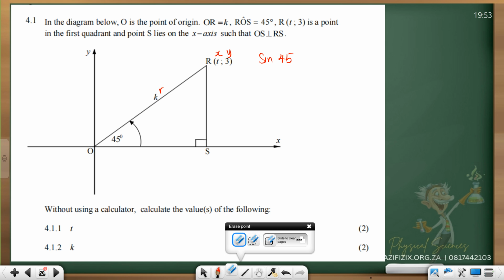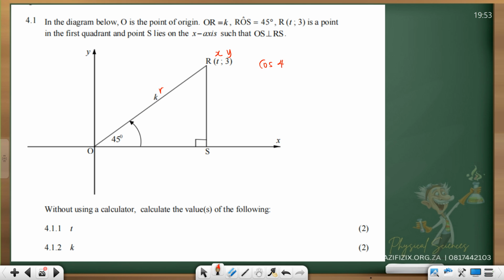If I want t, you notice t is x. So I won't start with sine. I'll start with cos. What is cos theta? We say x over what? So check. What is my x? Will this work for us? Do we know x? Oh, no, we don't know. Oh, it's t over k. Two unknowns. No. Okay, so we need to play a different ball game here.